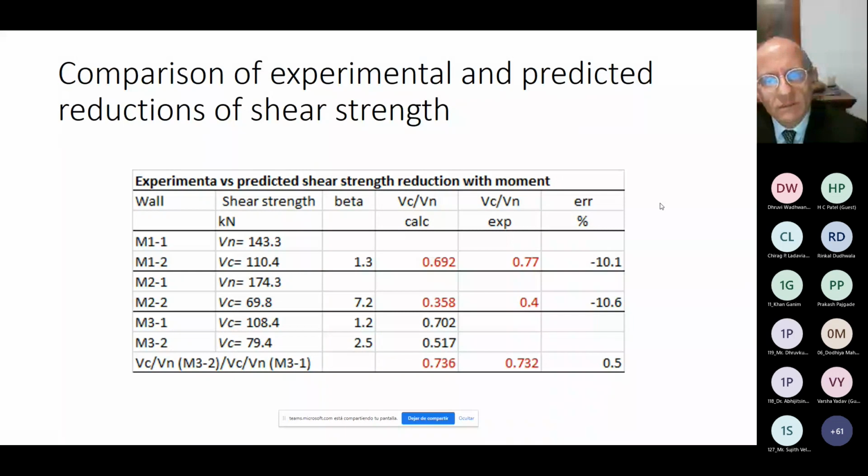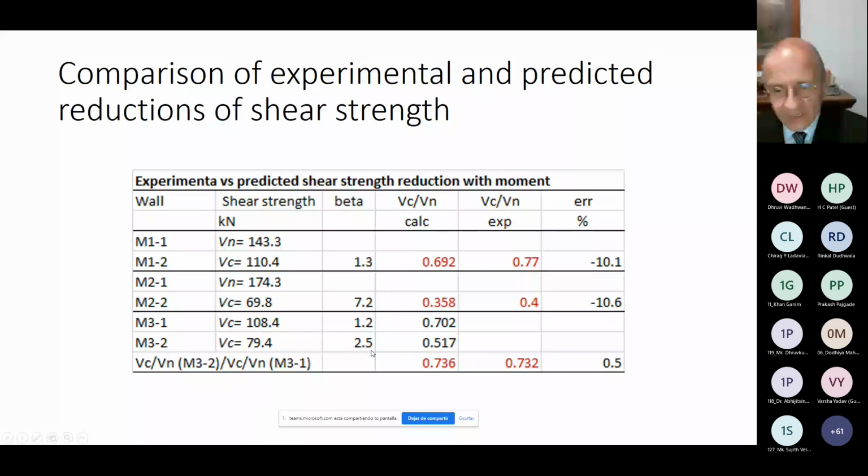And these are the predictions. So here are the values. This is the cracking and the nominal, the one with no moment. This is BN, because I have no moment. So this is the usual one, and this one is less, and the cracking occurred at a smaller lateral force, and the ratio is 0.692. This was as calculated, and experimentally we found 0.77. It's a 10% error. And for the second pair, similarly, the experiment was 0.4, and 0.358 was the one calculated with the material properties and so on. And again, around 10% error.